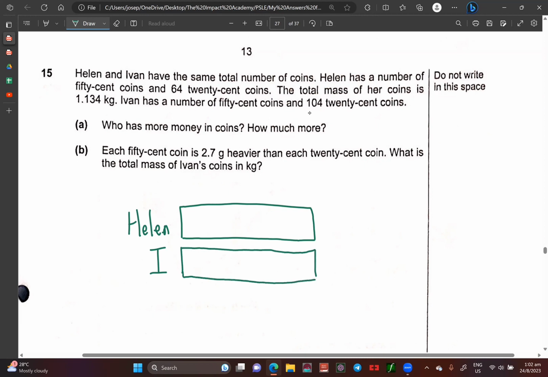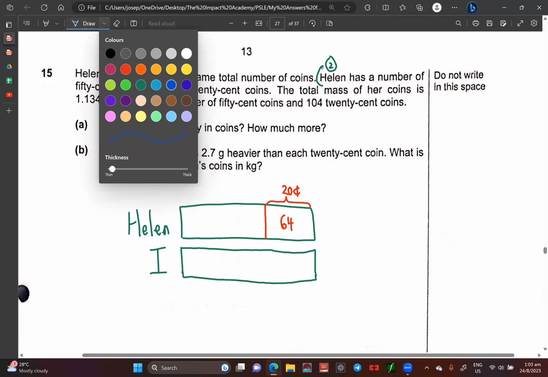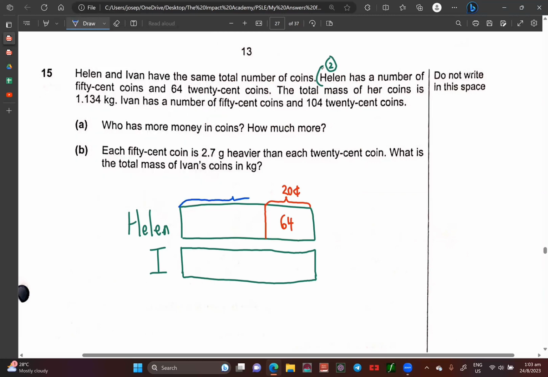Once this is done, I can move on to sentence number 2. It says that Helen has a number of 50-cent coins. We do not know how many 50-cent coins, but we do know that for 20-cent coins, there are a total of 64. So we are going to show that this is 64, and we are going to say that these are 20 cents. If that is the case, everything else over here will be my 50 cents, which I don't know the number.